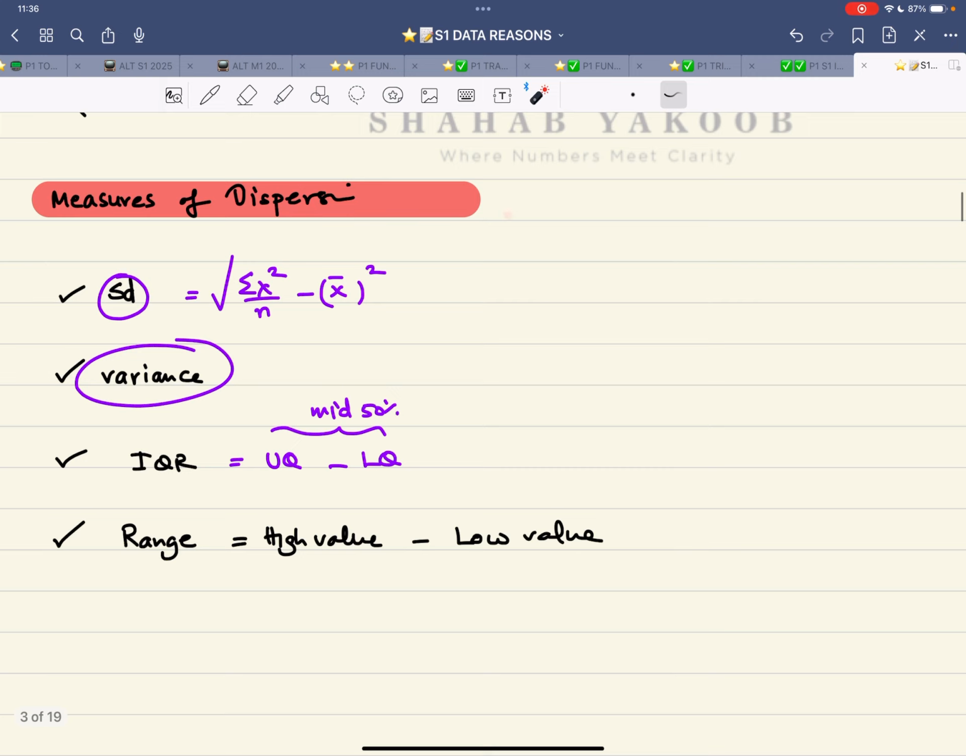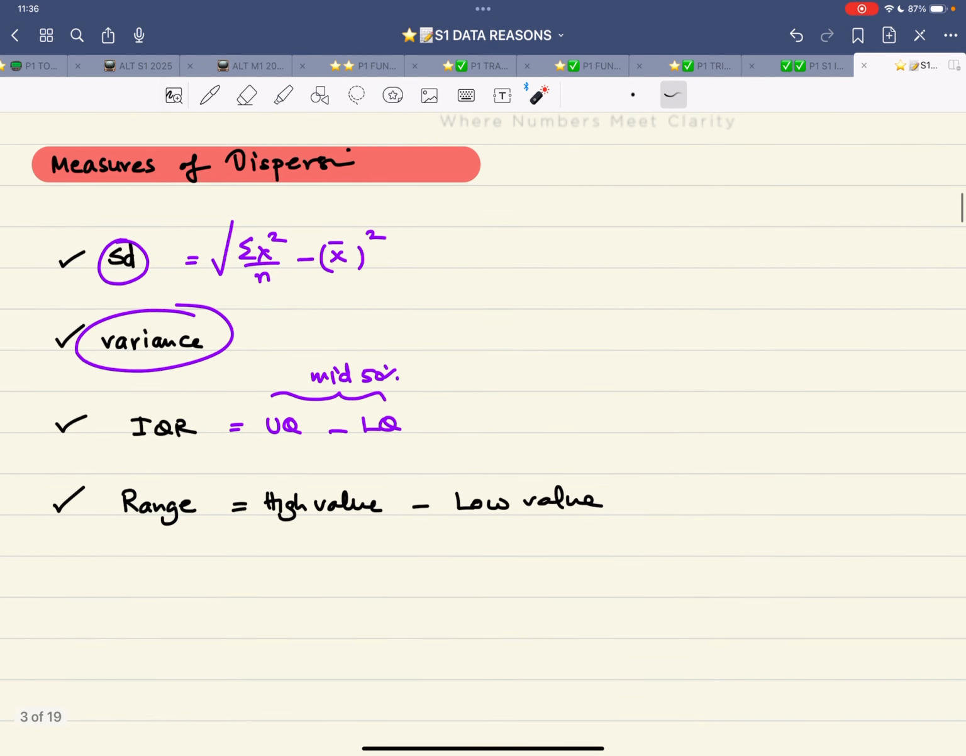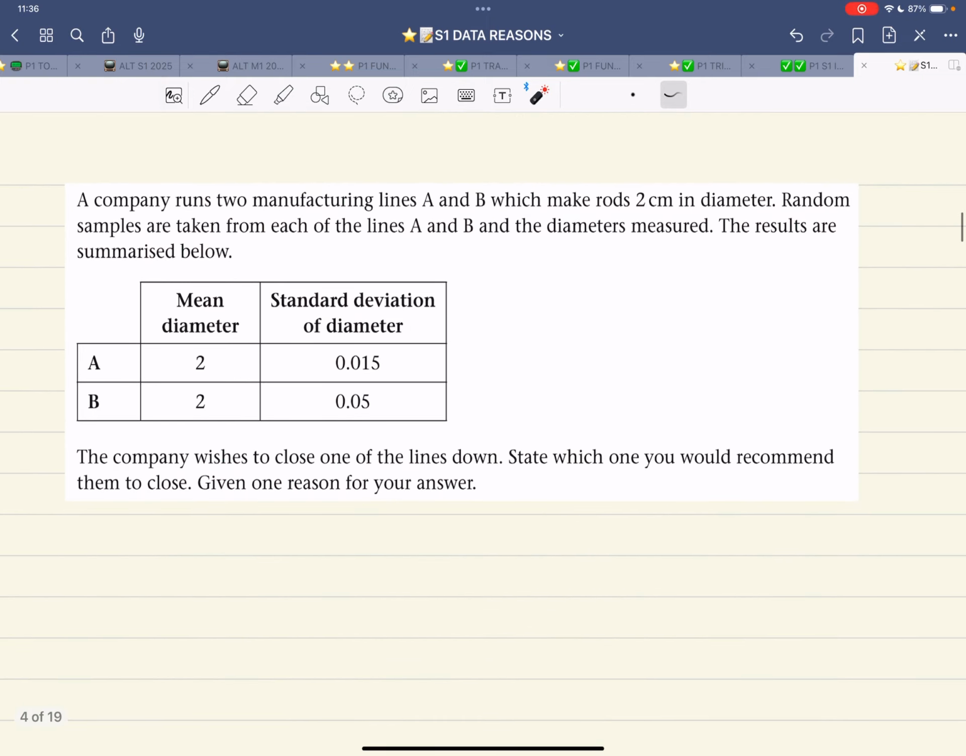Measures of dispersion: standard deviation is a measure of dispersion, variance is a measure of dispersion, interquartile range, which is upper minus lower quartile, range, which is the highest value minus lowest value. So measures of central tendency: mean, median, mode. Measures of dispersion: standard deviation, variance, which is the square of standard deviation, interquartile range, and range. Now let's look at this question.